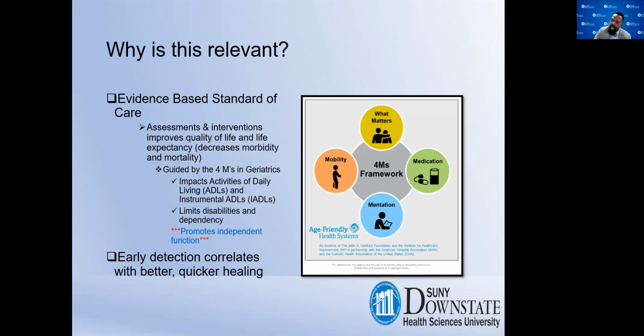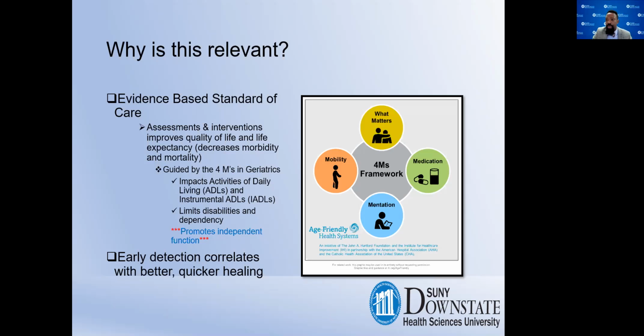It's taking the time to understand the patient's wishes, and taking time to formulate a plan of care that aligns with the patient's goals and wishes, and then putting that plan of care into effect in order to get the best outcomes for that patient. So what matters to the patient is essential, and that's a major part of the 4Ms framework.